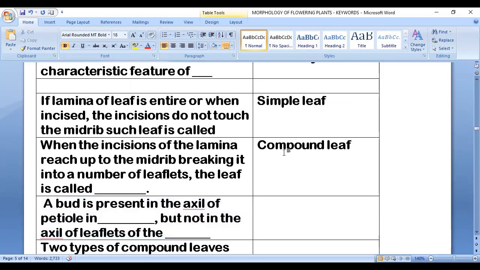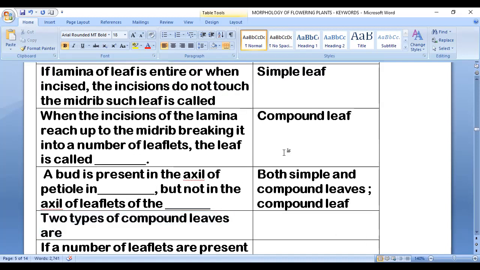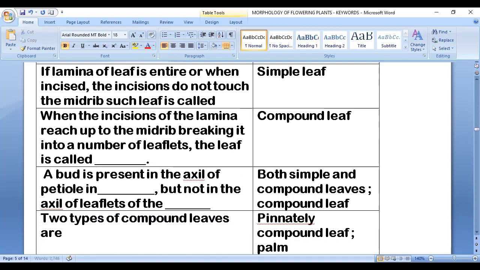A bud is present in the axil of the petiole in both simple and compound leaves, but not in the axil of leaflets of the compound leaf. Two types of compound leaves are the pinnately compound leaf and the palmately compound leaf.